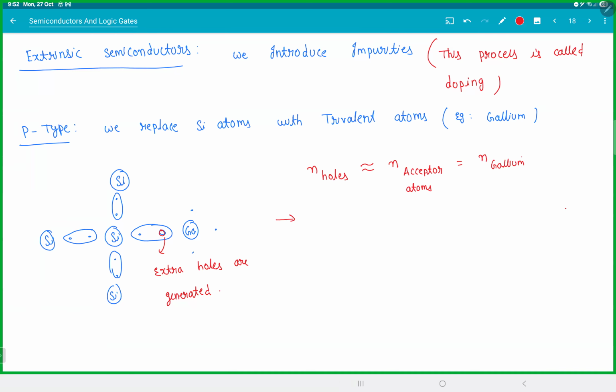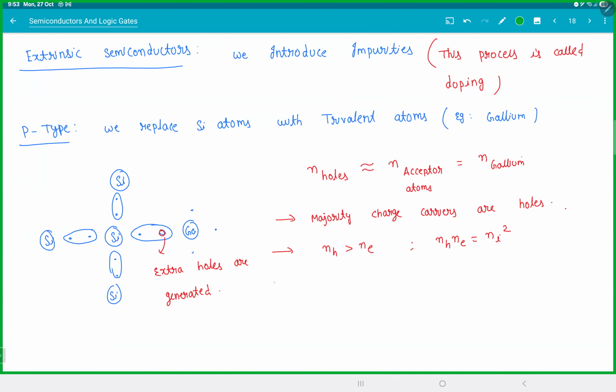So in p-type semiconductors, what are the majority charge carriers? Holes. It means if you try to send current through this p-type semiconductor, holes will move a lot compared to the electrons. Majority charge carriers are holes. The number of holes is greater than the number of electrons. But remember the law of mass action: the product of n_h into n_i is always constant. So that product will remain constant.